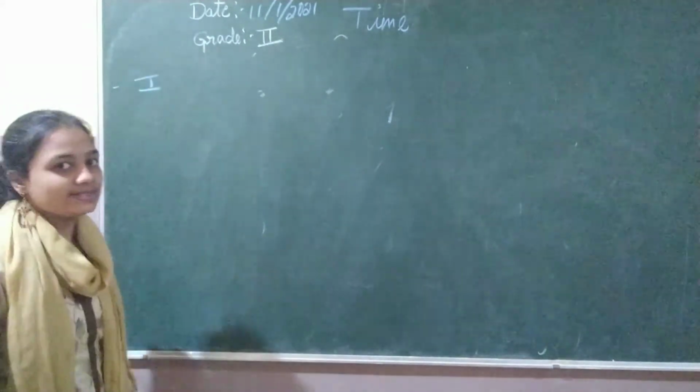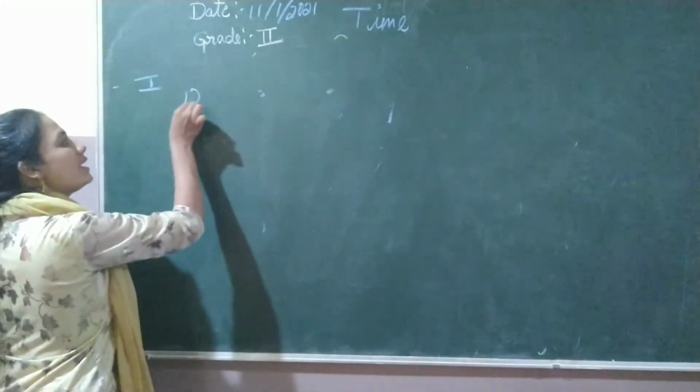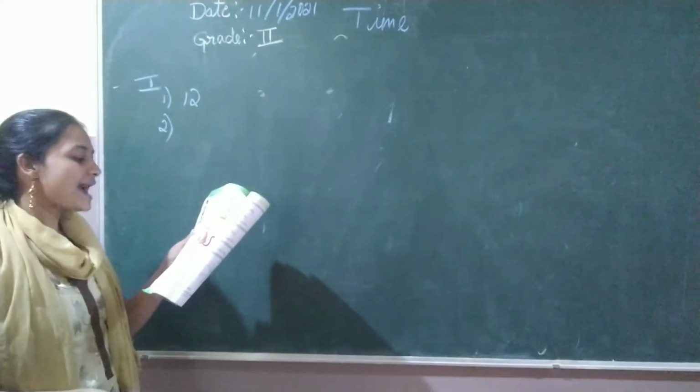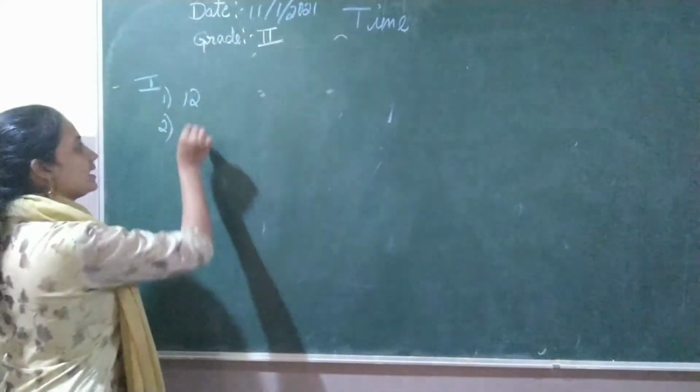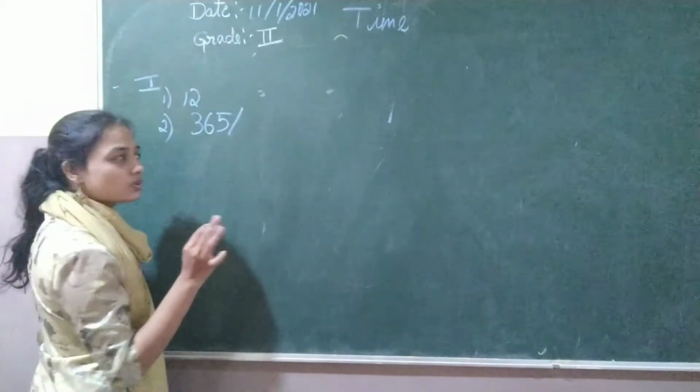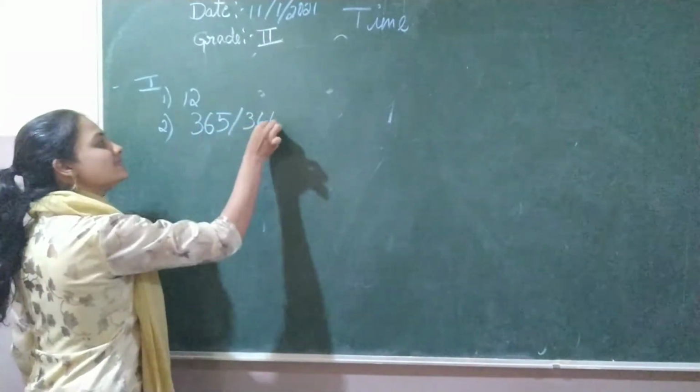There are dash months in a year. There are 12 months. There are dash days in 1 year. It is 365 days. Once in 4 years, what do you have? 366 days.